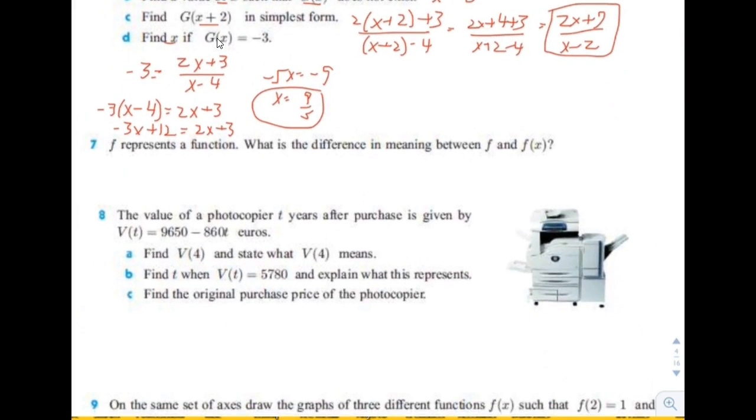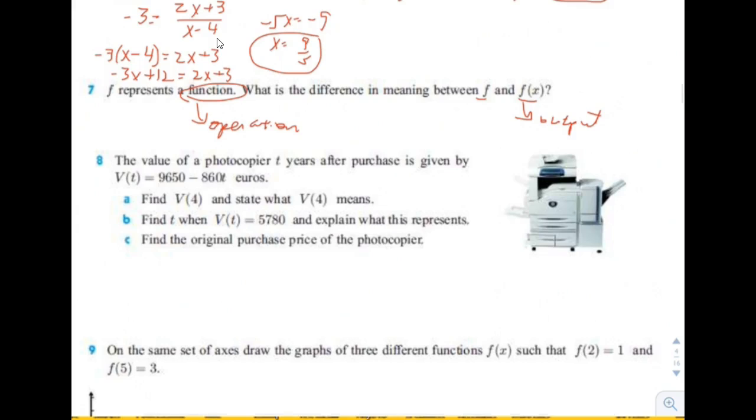7. f represents a function. What is the difference in meaning between f and f of x? Well, f is the function, and f of x is more like the output. Okay, so this is like the operation, and this is like the output value. Okay? Kind of the same thing, though.